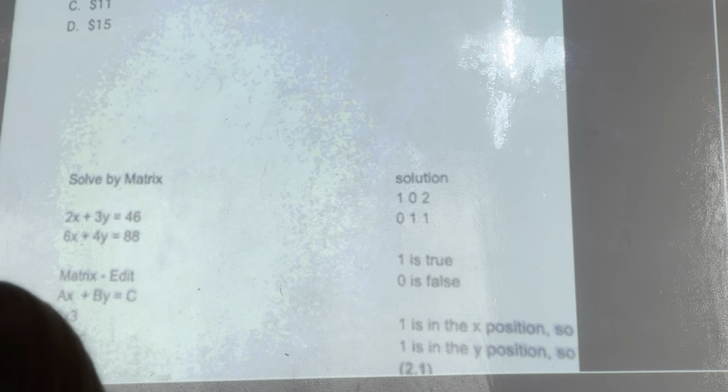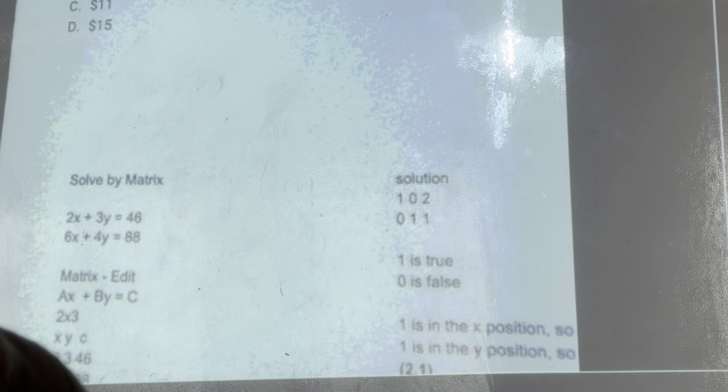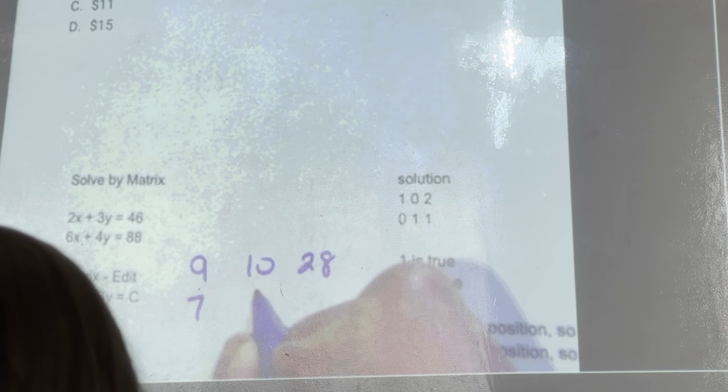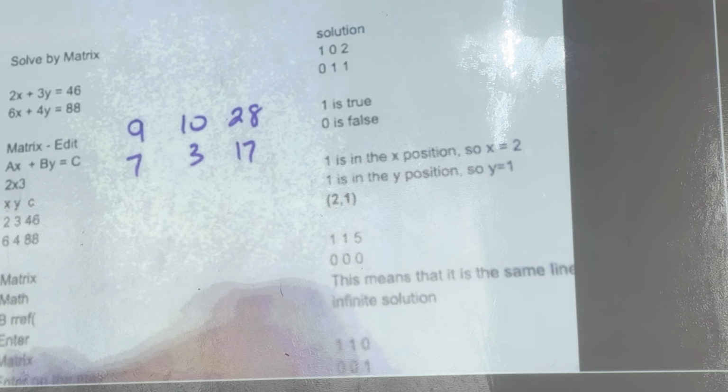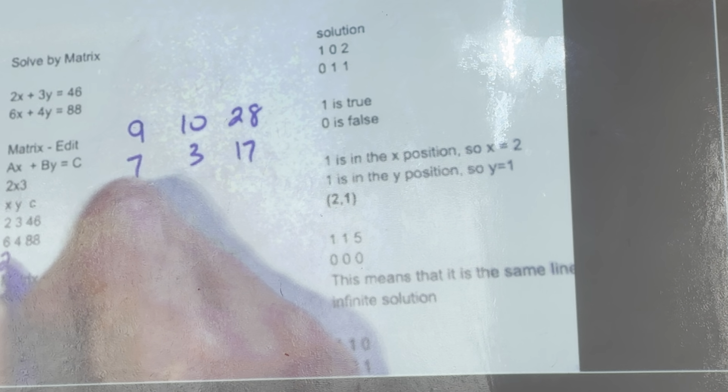So if our equations are 9x plus 10y equals 28 and 7x plus 3y equals 17, your matrix is just gonna be the coefficients of x and y and the constant. So you're gonna input 9, 10, and 28, and 7, 3, and 17. The only thing I left out of the instructions is after you input it, you need to do second quit.